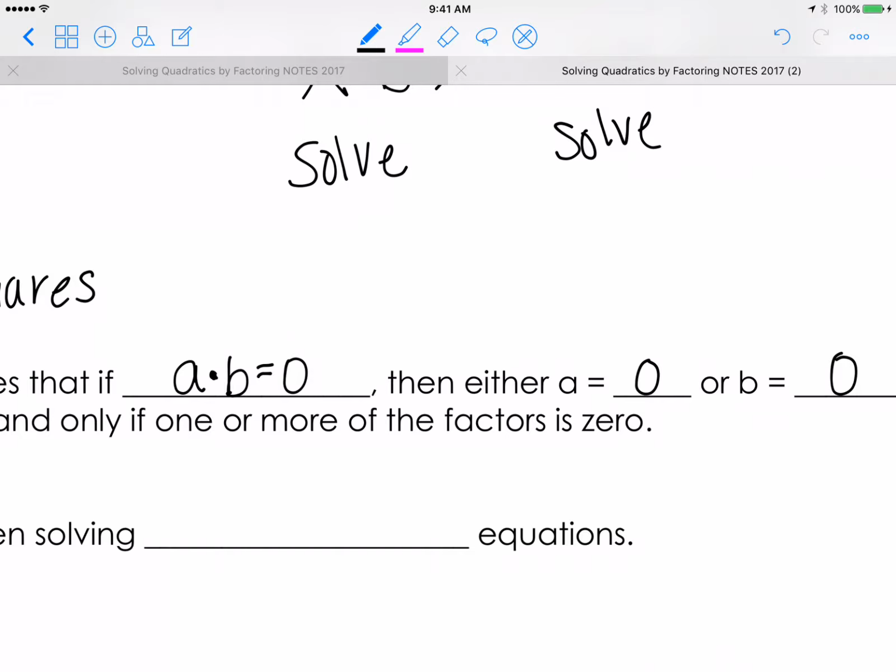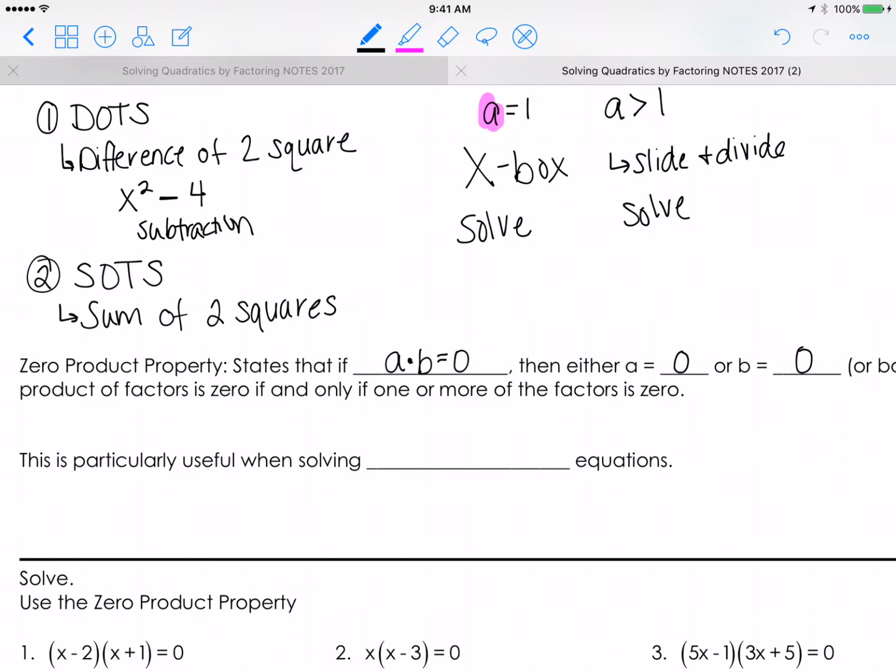So if A is 0, then we're going to get a 0. If B is 0, we're going to get a 0. And if A and B are 0, we're still going to get 0. Okay? So this property is very, very useful when we're solving quadratic equations. And we're going to talk about that in just a minute.